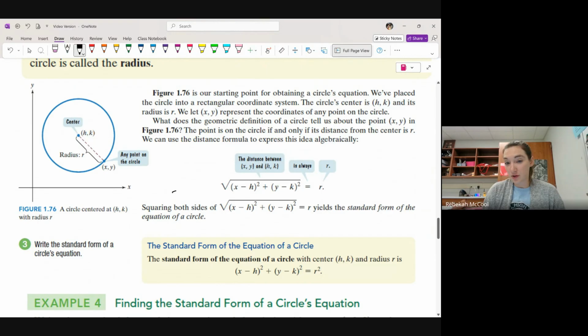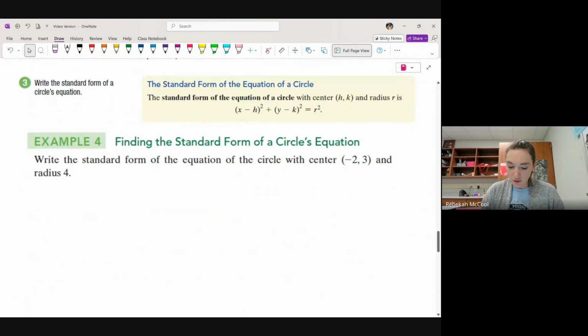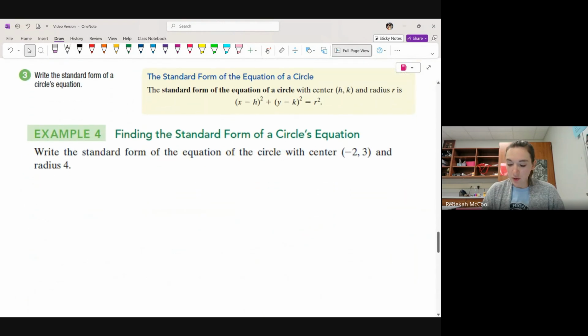But we don't usually like to have a radical in a formula. So by squaring both sides, we get the standard form. So the standard form of the equation of a circle is going to have center (h, k) and radius r. We've got the quantity x minus h squared plus the quantity y minus k squared is equal to r squared.